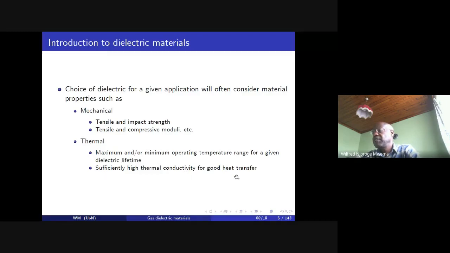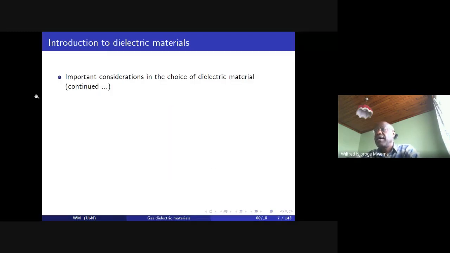Sufficiently high thermal conductivity for good heat transfer, and the important considerations that we are continuing now would be the environmental. Say, how does it resist atmospheric oxidation? We know some dielectric materials which are very good as insulators, but they are also detrimental to the environment because they are poisonous, such as, that's called ascaride, I think ascaride oils from some kind of plants.